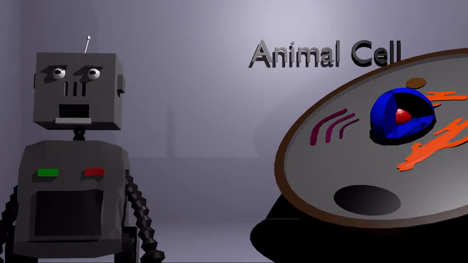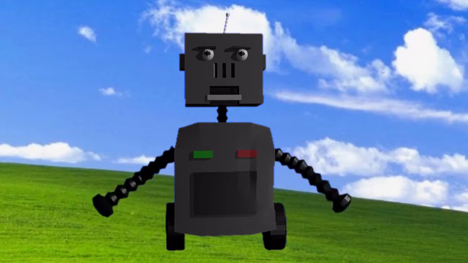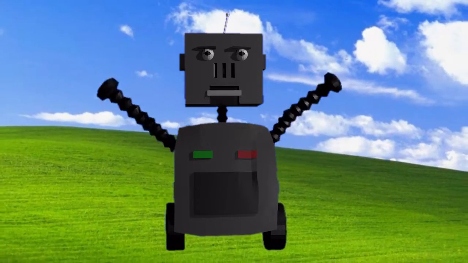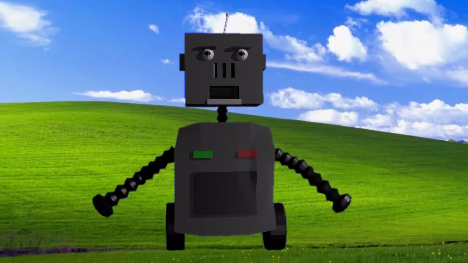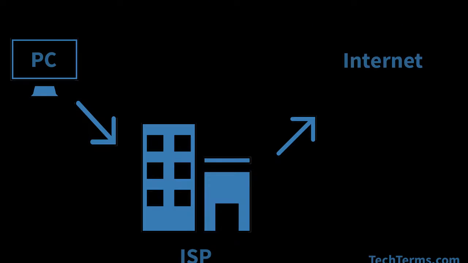Now it's time to compare the cell to the Internet. Here I'm in a computer. Remember that the Internet travels through invisible waves, and since there is no main headquarters to control the Internet, a home computer would be the best representation for comparison.